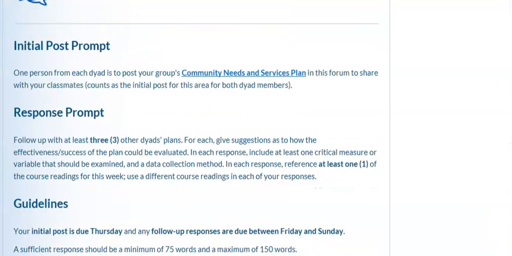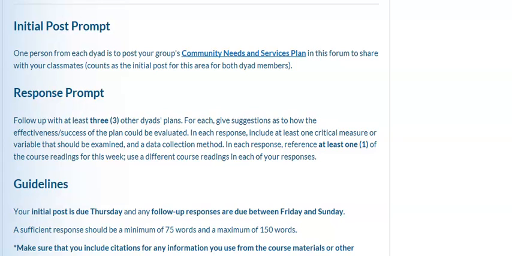The first requires someone in your group to post your evaluation plan, your community needs and services plan, to this forum. And once that is posted, you are each going to be following up with 3 other groups' plans. For each, give suggestions as to how the effectiveness, success of the plan could be evaluated. In each response, include at least 1 critical measure or variable that should be examined and a data collection method.